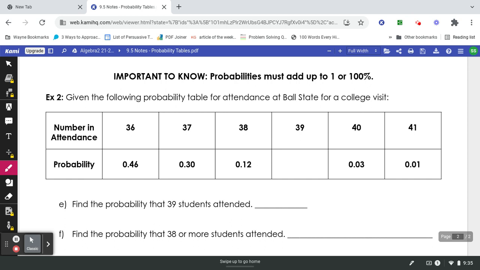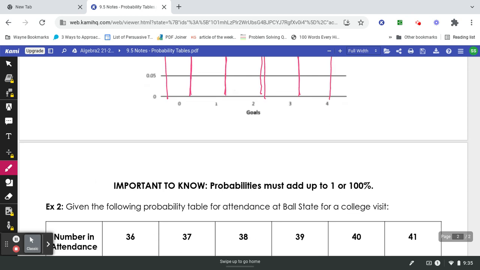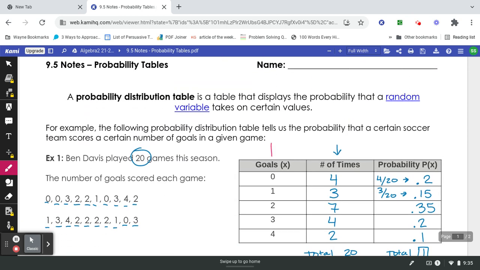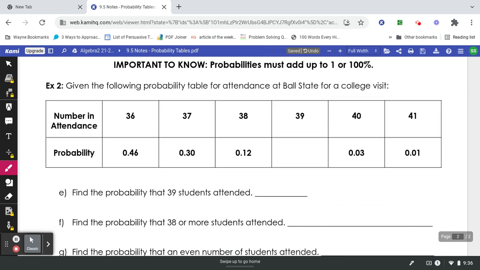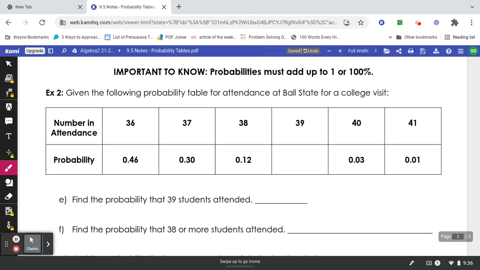Then on the back side, what they do a lot of the times is they just give us the probability table already filled in. So it's like they just gave us this column, and then they left that off. So that's kind of what's happening here on the back side. So remember, the probabilities have to add up to 1 or 100% if you think about it in percents. This is talking about the probability for the different attendance at a college visit to Ball State. So each of these probabilities have to add up to 1.